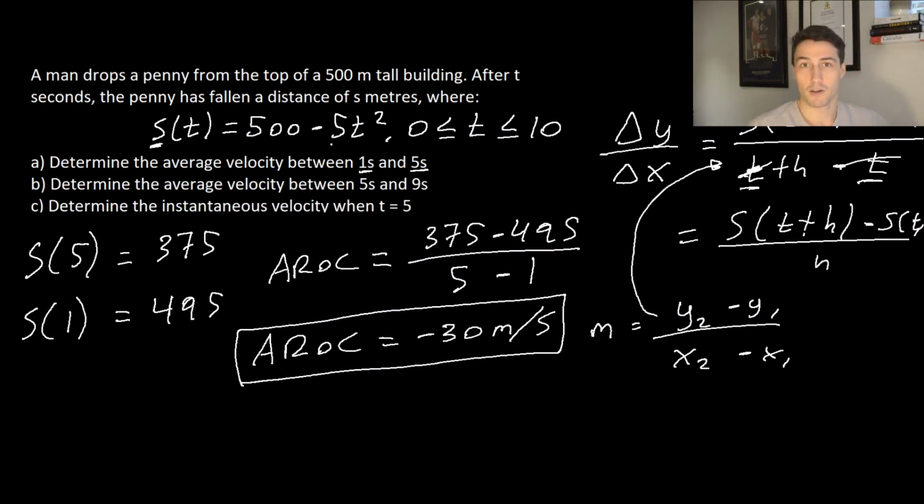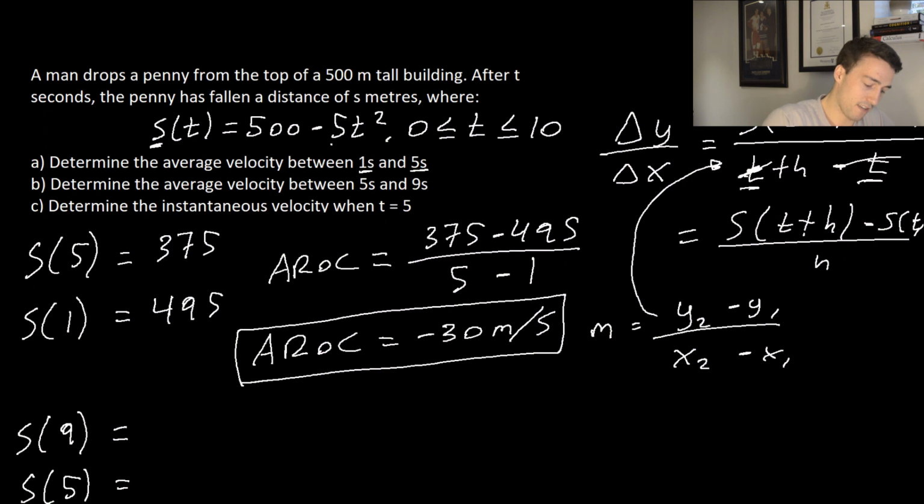Moving on to b, we actually do the same exact process, but now with different values. So now we need s of 9 and s of 5. I already have s of 5, I already know that's 375. For s of 9, I'm going to put 9 squared times 5, so 5 times 9 squared. So we get 405, and then we're going to do 500 minus 405. So I'm literally just plugging in values to this.